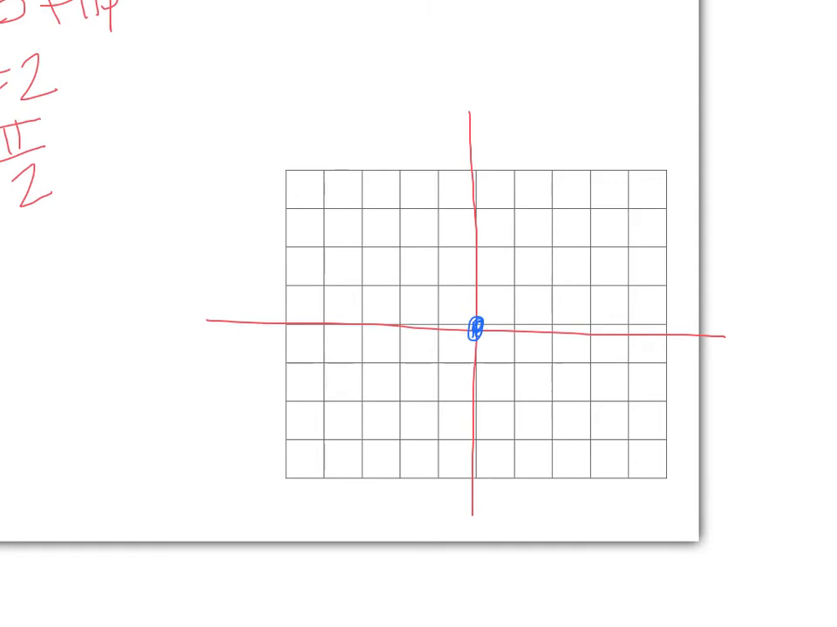In this case, my period is pi over 2. So I'm going to label this pi over 4, because I only need to go halfway, and pi over 4 over here. That way, in between my two asymptotes, I have a total distance of half pi.